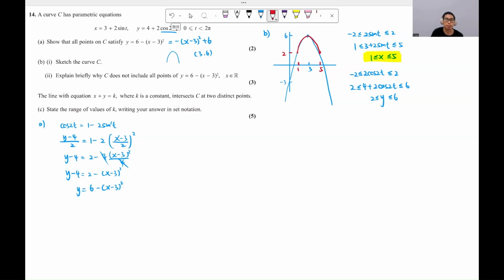And then part C: the line with equation x plus y equals k, where k is a constant, intersects C at two distinct points.